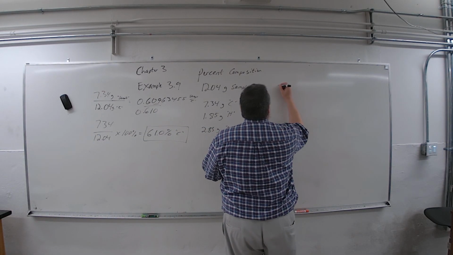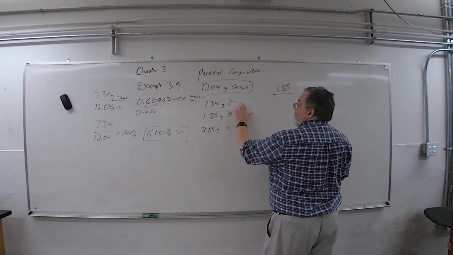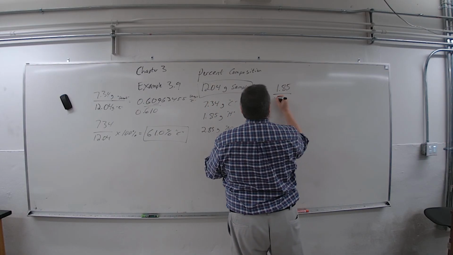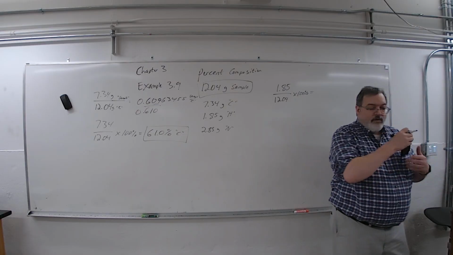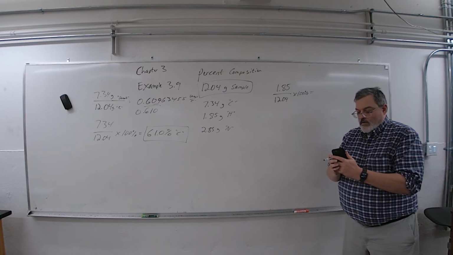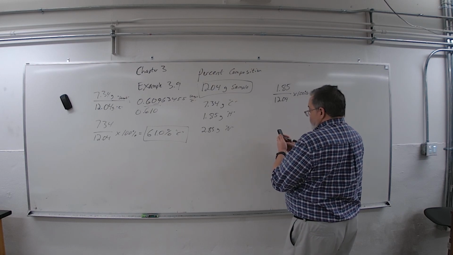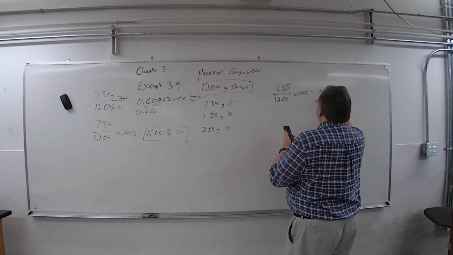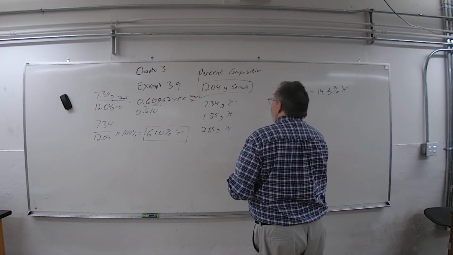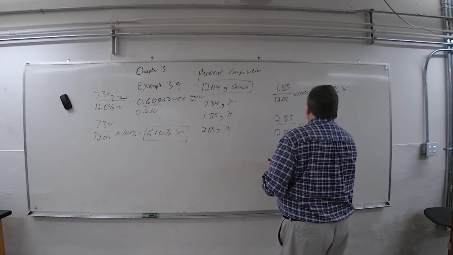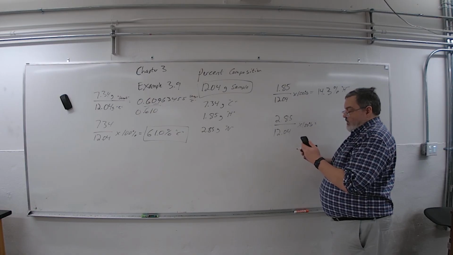Let me do it for hydrogen: 1.85 over the total. This is the total of the sample, and these are the things that make it up. If you add these up, they add up to 12.04. For hydrogen, 1.85 divided by 12.04 times 100. Rounding correctly, I get that percent hydrogen. And then for the nitrogen, 2.85 over 12.04 times 100, 2.85 divided by 12.04.